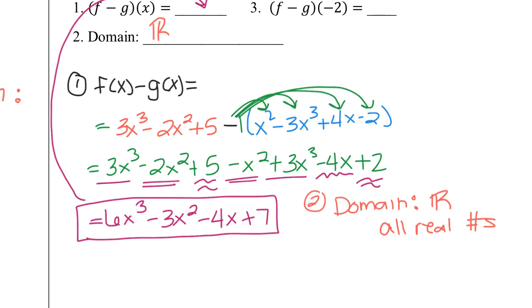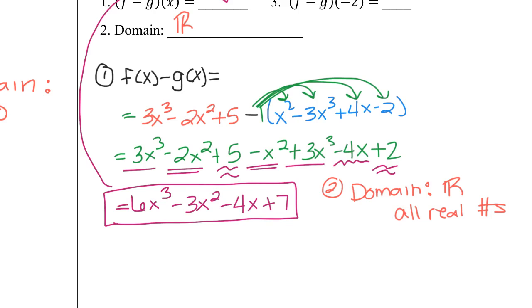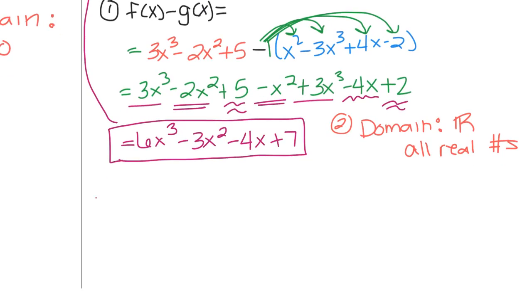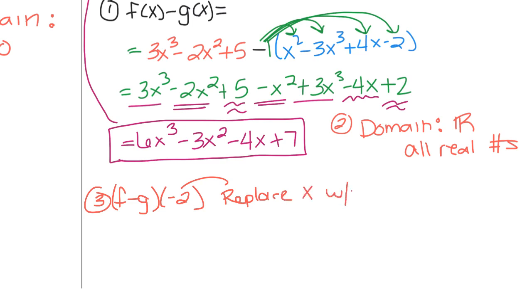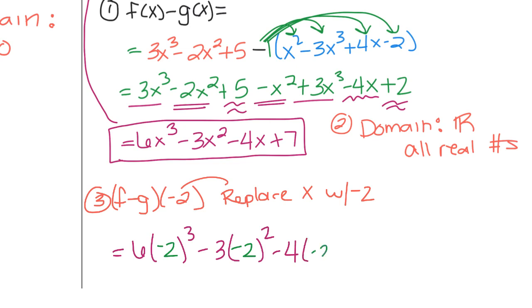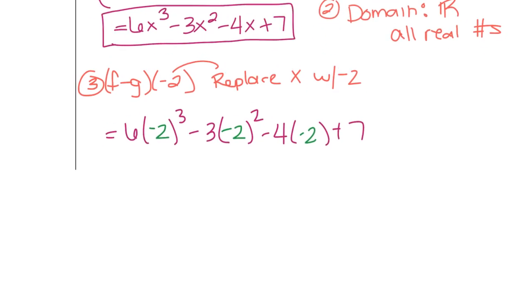The last thing it wants us to evaluate is f minus g of negative 2. Step 3, f minus g of negative 2. So again, we're going to replace x in our new function with negative 2. So our new function, so 6 times, well, x is now negative 2 to the third, minus 3 times x is now a negative 2 squared, minus 4 times x, which is now negative 2, plus 7. And then we're going to simplify this as far as we can.